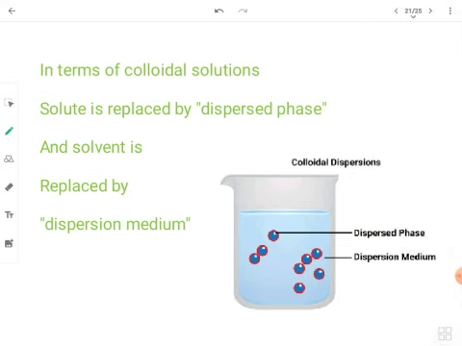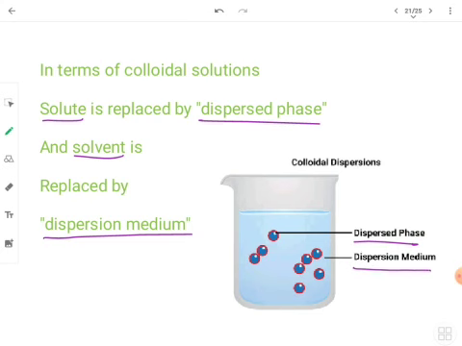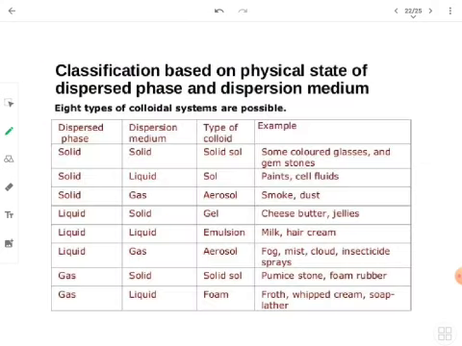Now in colloidal solutions, we usually do not use the terms solute and solvent. Here the terms are replaced with two different terms. The solute is replaced by the term dispersed phase and solvent is replaced by the word dispersion medium. तो dispersed phase क्या है? आपका solute जो आप ऐड कर रहे हो, और dispersion medium क्या है? जिसके अंदर आप ऐड कर रहे हो. As you can see here in the figure, these are the dispersed phase that you are adding, and the water that is there is the dispersion medium. So just the names that have changed, nothing much.